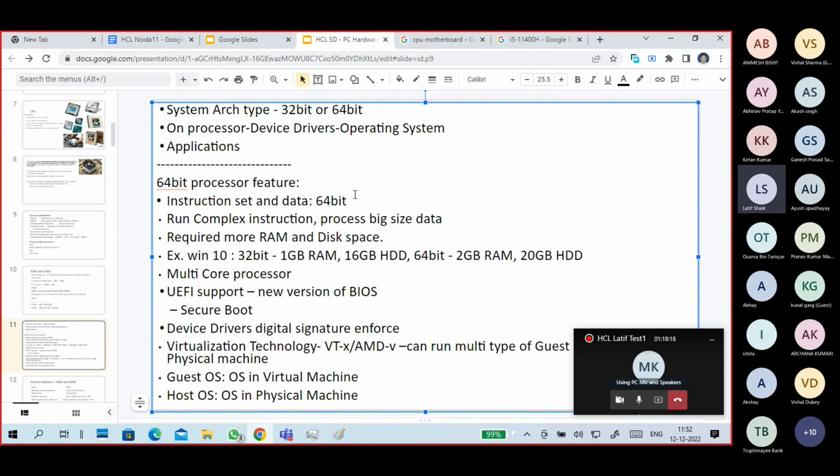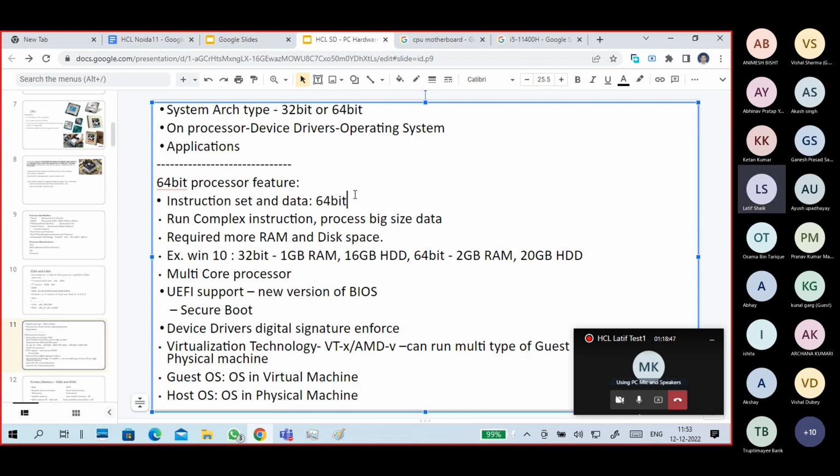Host OS means I have my PC that is a Windows 10. My laptop is Windows 10. That is my host OS. That's my physical machine. If I run a virtual machine with Linux, the Linux is my guest operating system. For example, I am running a Windows Server 2019 in my virtual machine. So that is guest operating system.